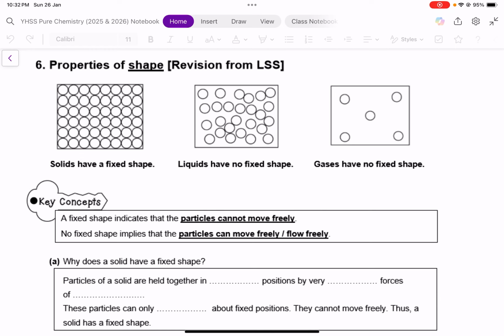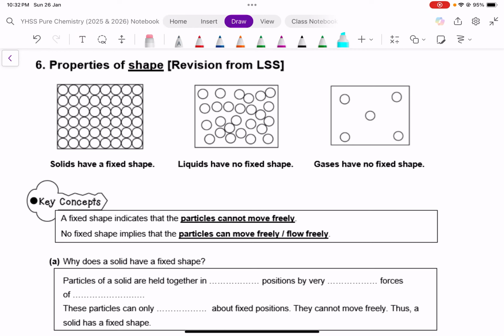Now let's move on to apply our understanding of kinetic particle theory to explain properties of shape and volume, which you might have learned in primary school as well as lower secondary science. So in this section, we will be looking at how we can use the movement and arrangement of particles to explain some of the properties of solids, liquids, and gases. Now first, let's start with the properties of shape.